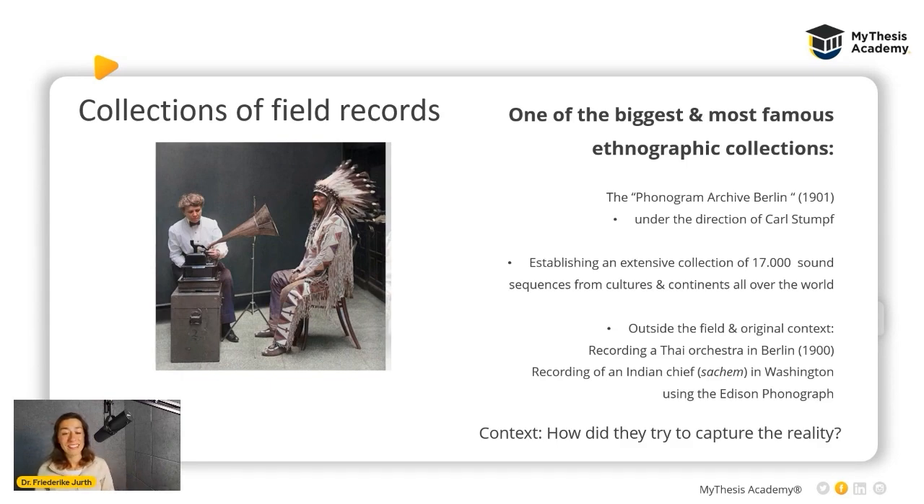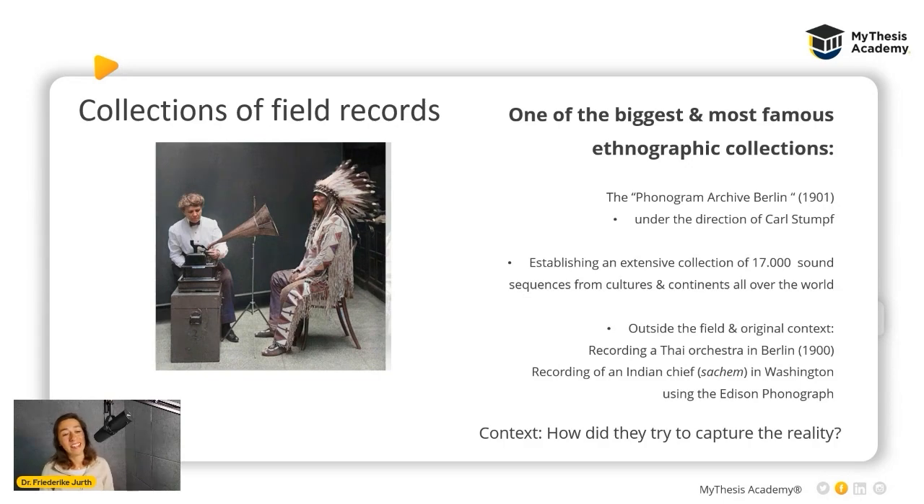Even though here enters a point that we discussed, namely the recording of sound and ethnographical work out of the original context. For example, they recorded a Thai orchestra in Berlin in 1900, and one of the most famous examples that you can see here is the recording of an Indian chief in Washington, using an Edison phonograph. So this is one of the examples that I mentioned and described.